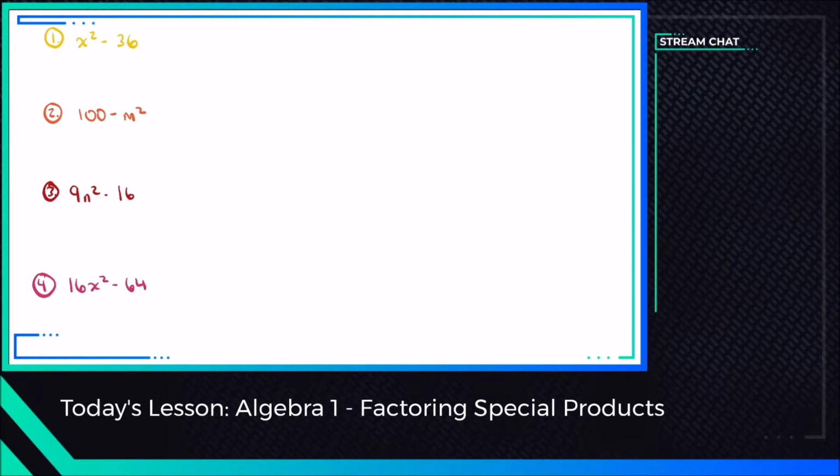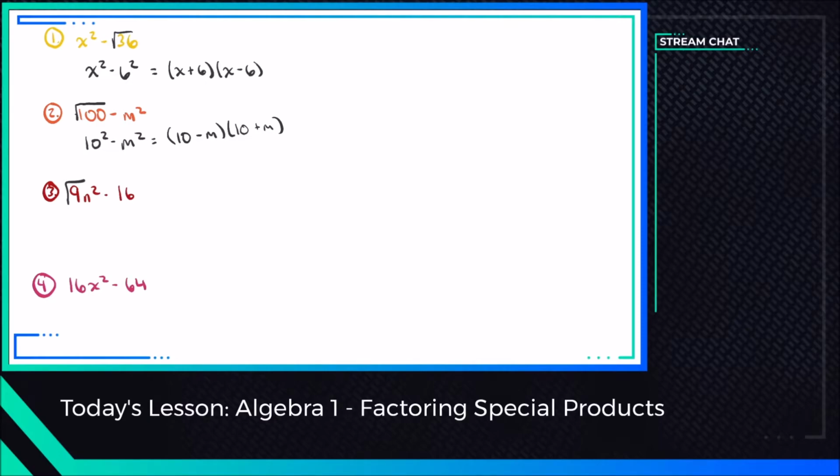We can rewrite x squared minus 36 as x squared minus 6 squared, since the square root of 36 is 6. And so that's going to be x plus 6 and x minus 6. Now take a minute, look at the next three, look at what you think they're going to be. You can take the square root of 100, and that's going to be 10 squared minus m squared, or 10 minus m and 10 plus m.